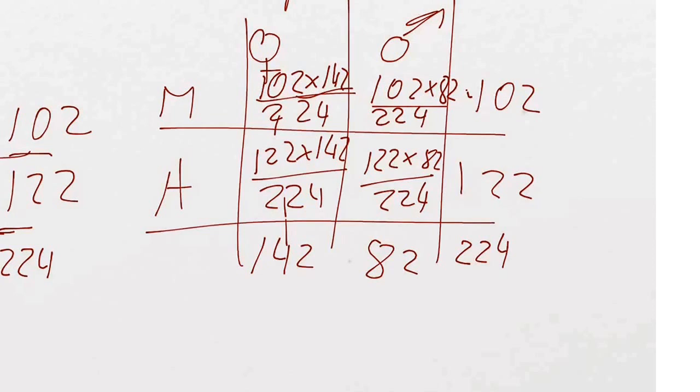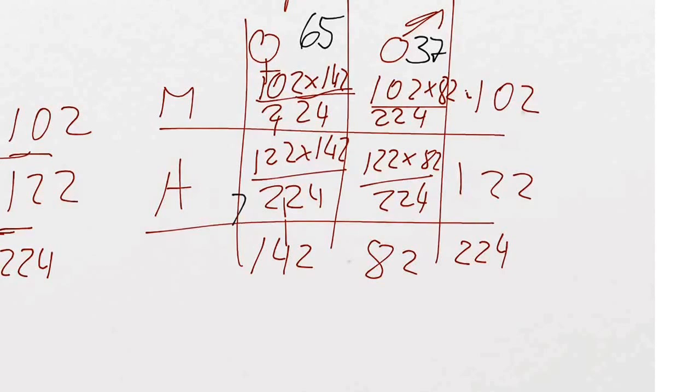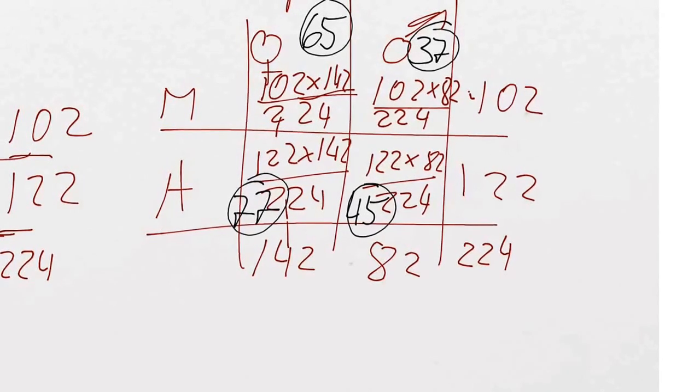So you have kindly calculated that. So we would get for this one 65. Is that right? Yeah. For this one we would get 37. We get 77 for this one here. And we get 45 for this one here. So I indicate it like that.